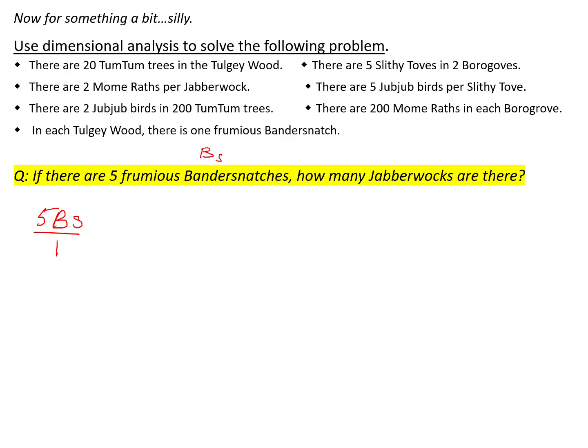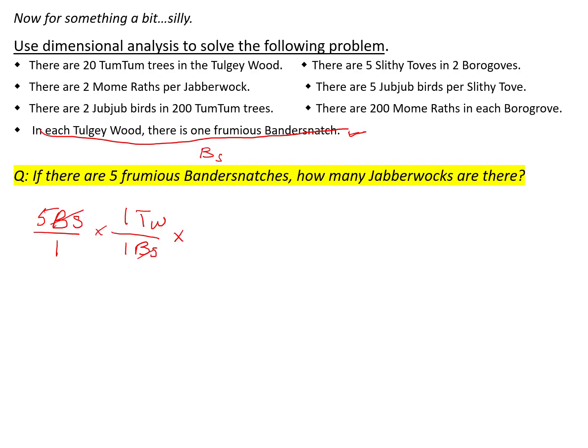Now we just want to find conversions between Bandersnatches to something else. And so that's this first one, or this bullet right here. It tells us that in each Tulgey Wood there is 1 Fruminous Bandersnatch. So we want to get rid of Bandersnatches. And that says that we have 1 Tulgey Wood. So now that one, I don't know why I can't draw straight lines, is done. You're going to use each bullet, and you're only going to use it once. And we have gotten rid of Bandersnatches. So now we have Tulgey Wood.